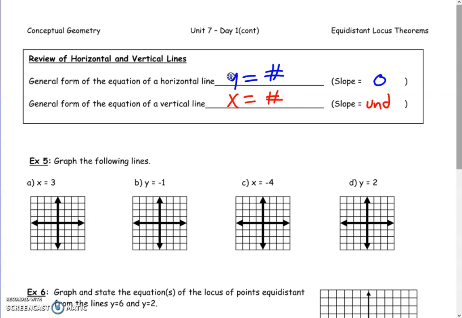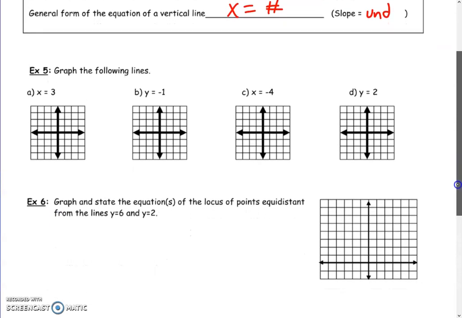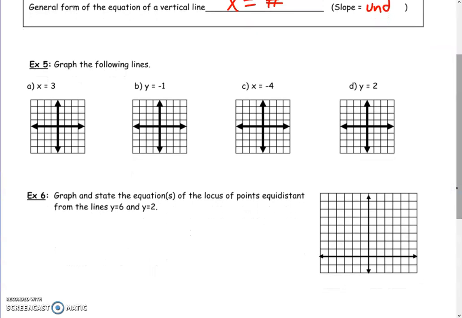We are only going to deal with vertical and horizontal lines in this unit, so you don't have to worry about your y equals mx plus b. But I want to make sure we can graph these before tackling some locus questions. So very quickly, I want to graph the following lines. X equals 3. Now, I'm not going to write this out on every problem, but just a quick review of how I taught it a couple units ago.